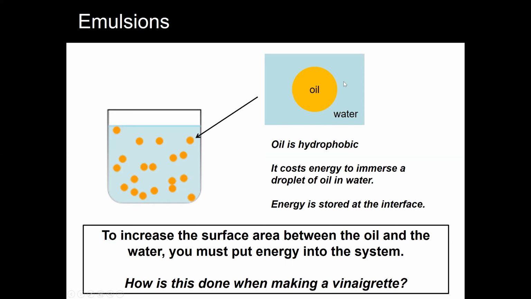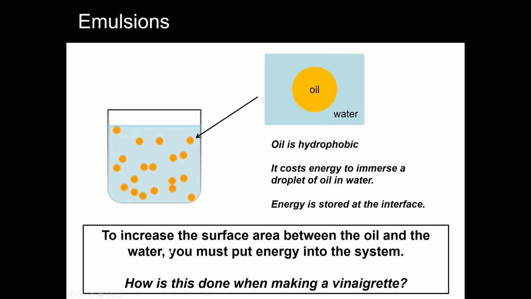Now, where does that energy come from when you make a vinaigrette? Well, it comes from you. It comes from you shaking that mason jar. So when you shake that mason jar, you're putting the energy into the vinaigrette to make all of these little oil droplets suspended in the water, okay?